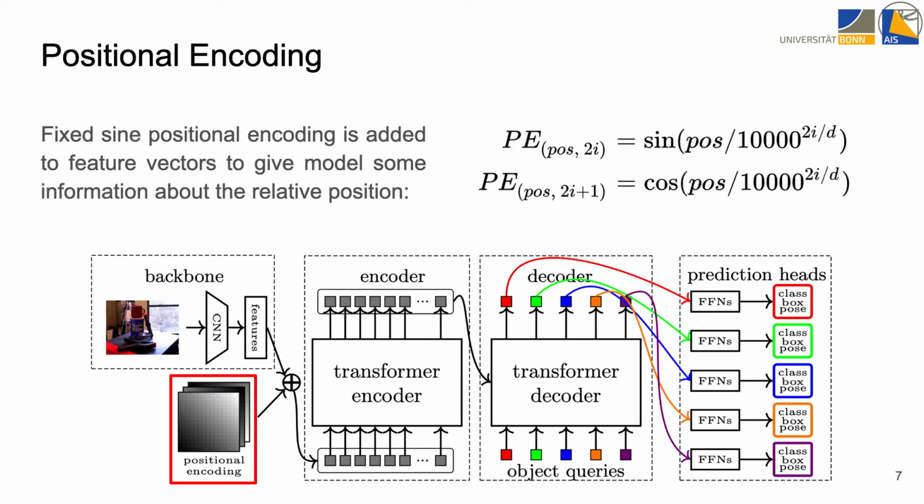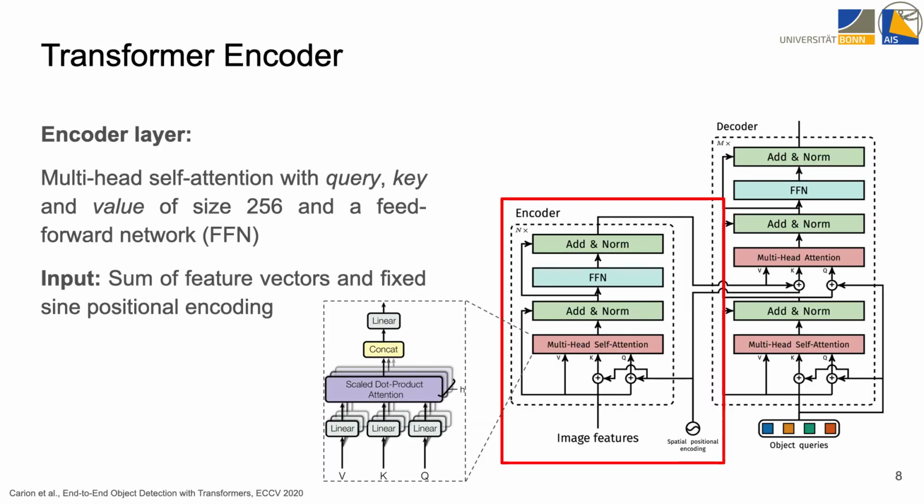Transformer architecture is permutation invariant. Therefore, to give the model some information about the relative position, we used fixed sine positional encoding. The equation of the sine positional encoding is shown on the right corner, where D is 256. The sum of feature vectors and fixed sine positional encoding are passed through the encoder. Each encoder layer includes a multi-head self-attention with query, key, and value of size 256 and a feed-forward network.